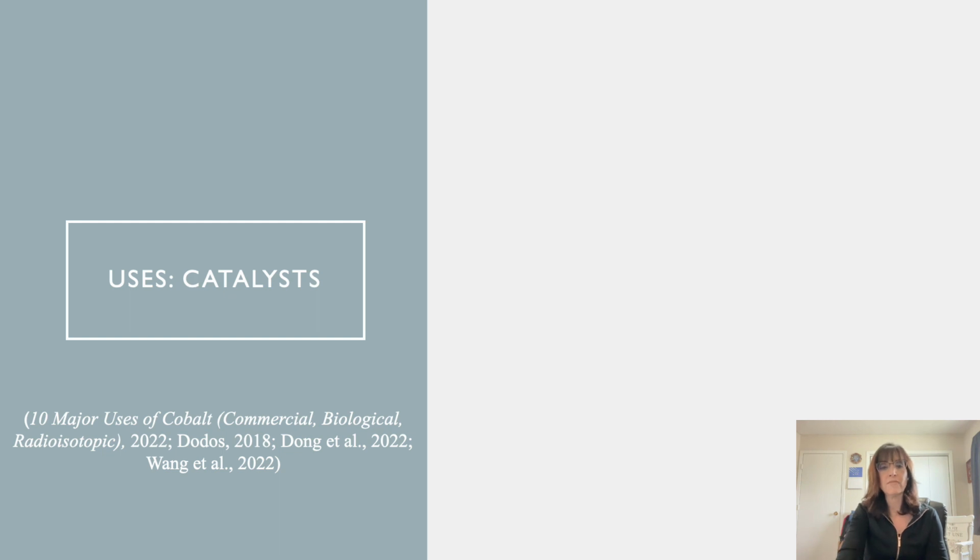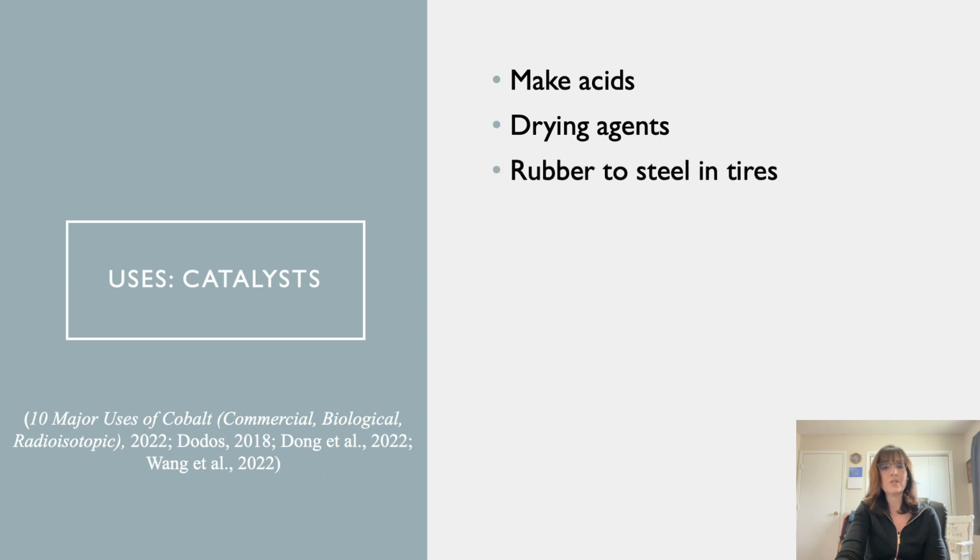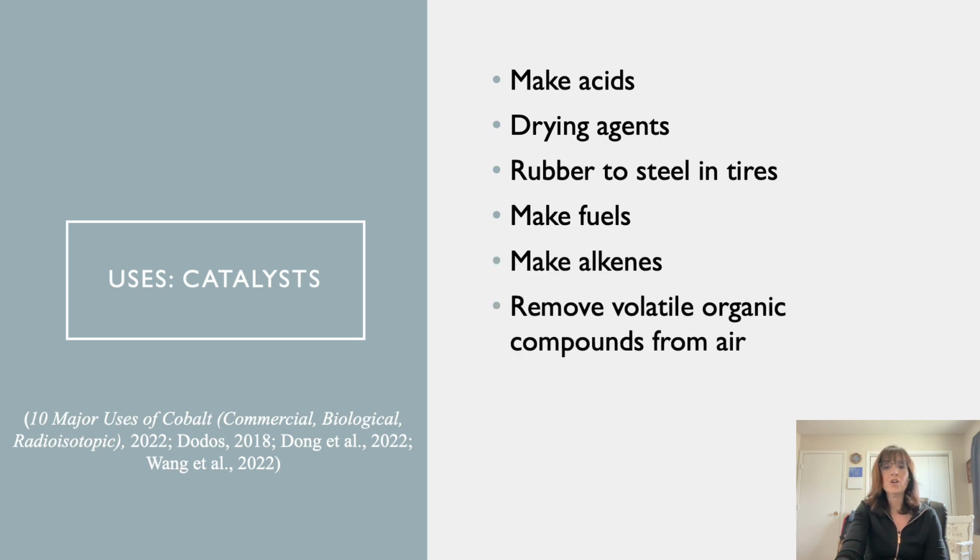Cobalt is at the heart of many catalysts. In fact, cobalt acetate and cobalt carboxylates can be used to make acids, drying agents and paints, and to make steel and rubber stick together to make tires. Cobalt catalysts are used to make fuels and alkenes. Cobalt oxide can be used to remove volatile organic compounds from air.